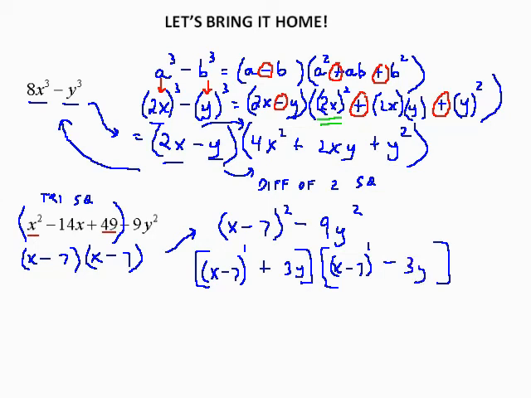Now, since anything to the first power is itself, here's how they'll write this answer. x minus 7 to the first is just x minus 7 plus 3y times x minus 7 minus 3y. Could you check it? Yes, you could multiply these two trinomials and it would get you back to where you started. So always check factoring by multiplication.